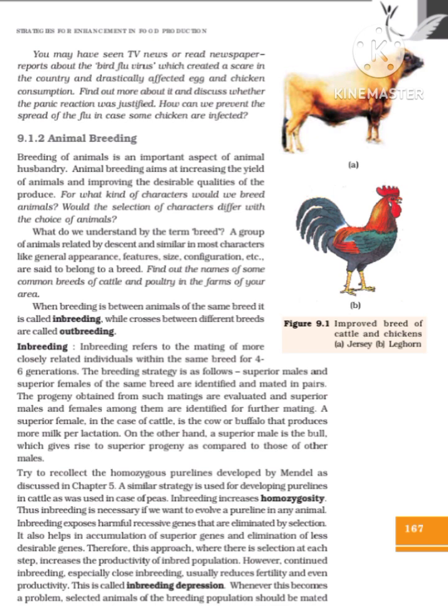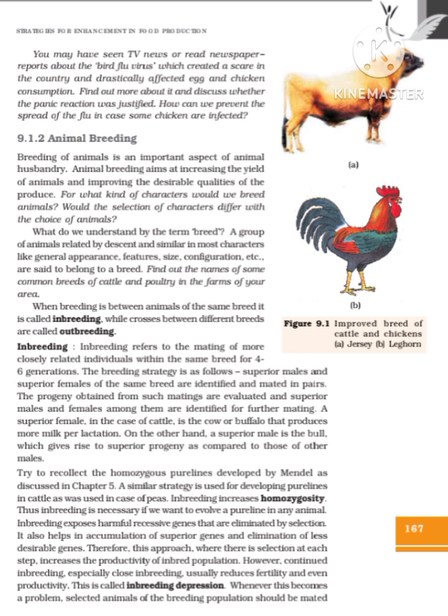9.1.2 Animal breeding. Breeding of animals is an important aspect of animal husbandry. Animal breeding aims at increasing the yield of animals and improving the desirable qualities of the produce. For what kind of characters would we breed animals? Would the selection of characters differ with the choice of animals? What do we understand by the term breed?